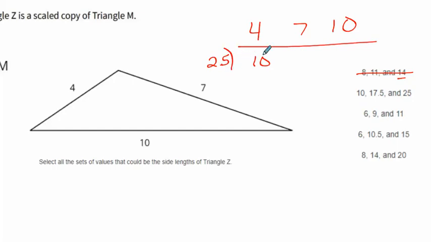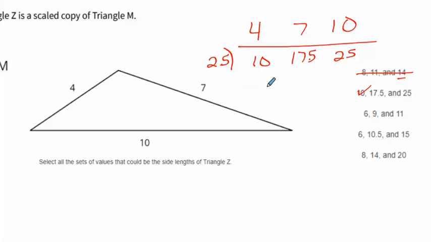If I multiplied 7 by 2.5, that'd be 17.5. And then if I multiply 10 by 2.5, yes, that gives me 25. So yes, that's a good one. Ding, ding, ding, that one works. All right, let's try the next one.